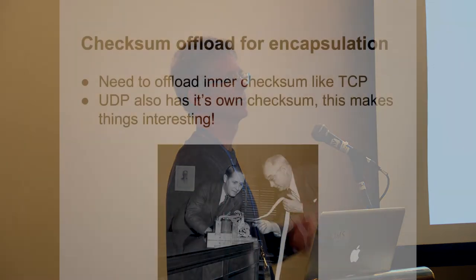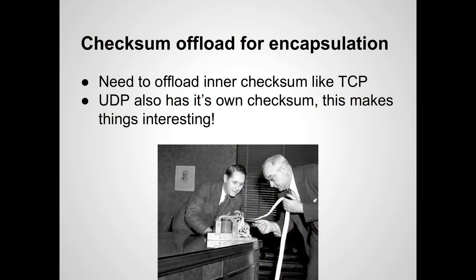So when we look at checksum offload for encapsulation, the first observation is we still need to offload the inner checksum. If somebody's running TCP over encapsulation from a host and we don't offload the inner checksum, we're obviously going to take a big performance hit. But the other aspect is that UDP also has a checksum. And this is where things start to get a little interesting.